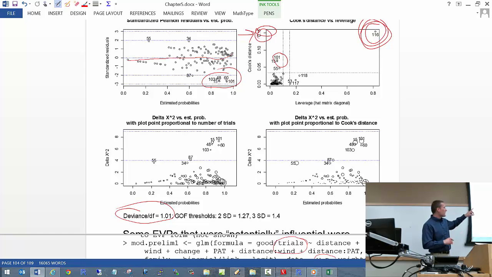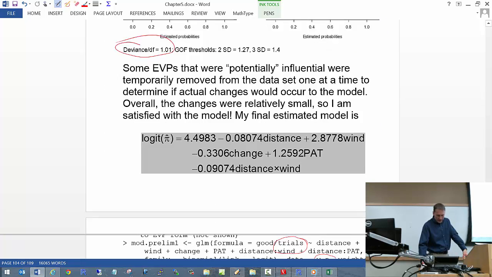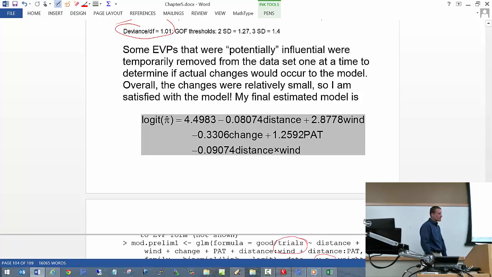Do note that the observation numbers on these plots change relative to the previous data set with 1,438 observations, because I have removed some observations from the data set. So in the end, this is my model. Any questions?